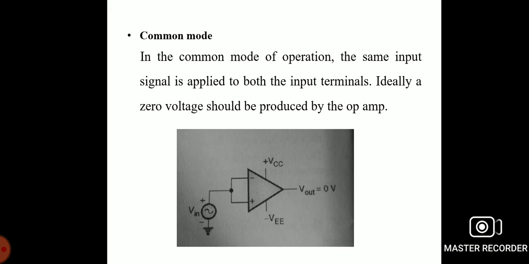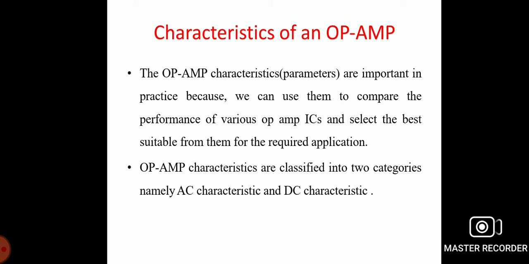Now let us move to the characteristics of operational amplifier. The operational amplifier characteristics, such as parameters, are important in practice because we can use them to compare the performance of various operational amplifier ICs and select the best suited for the required applications. The operational amplifier characteristics are classified into two categories, namely AC characteristics and DC characteristics.